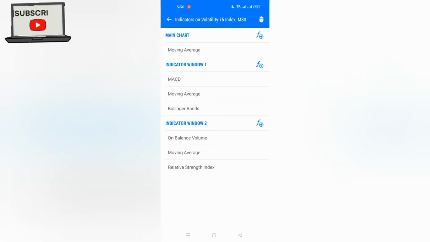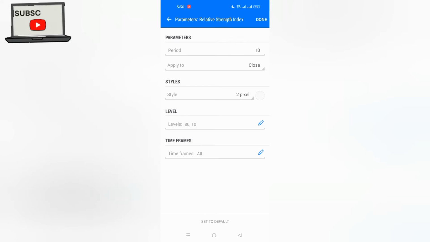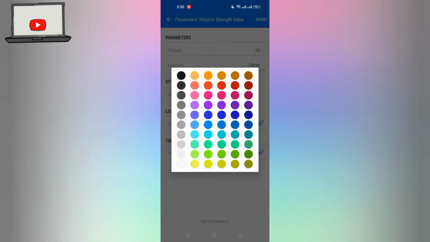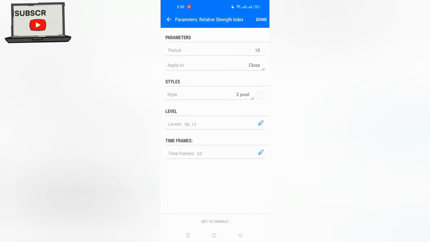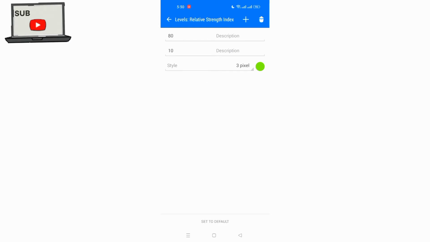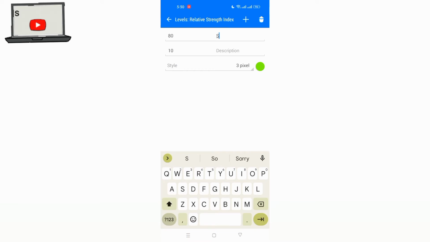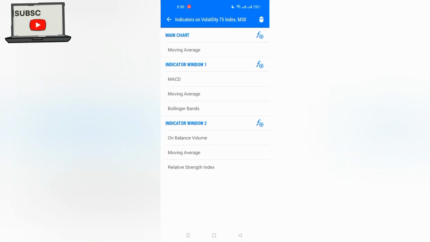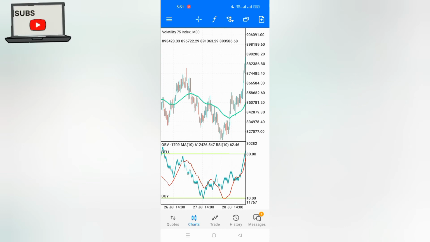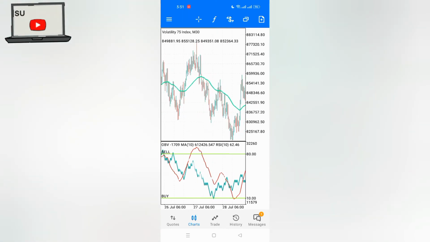And the third is the RSI. These are the settings on the RSI. We have the period as 10, applying to close, and if you are using a white background chart, the color should be white. If you are using a dark one, you should have a color as black. For me, I use white since my background color is white. The levels should be 80 and 10. You have this 80 as a sell, and this is a buy. This plus icon you use to add levels. Then you click done. Then you can see we have the indicators window set.